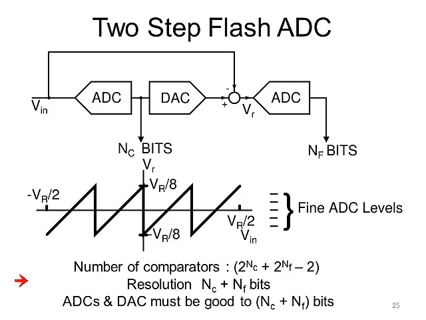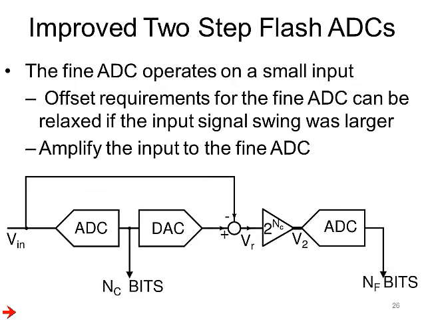One problem with the two-step flash is that the fine A to D converter sees a very small input signal. This places excessive demands on the linearity and noise of the fine ADC. To prevent this from happening, one can increase the input of the fine ADC by putting in an amplifier. This way, once the residue is amplified, the noise requirements on the fine ADC become smaller.